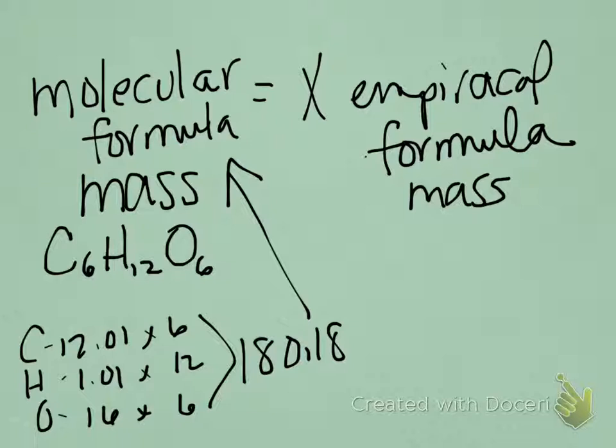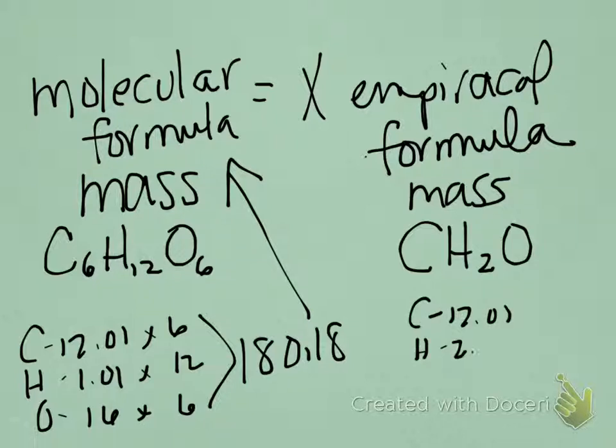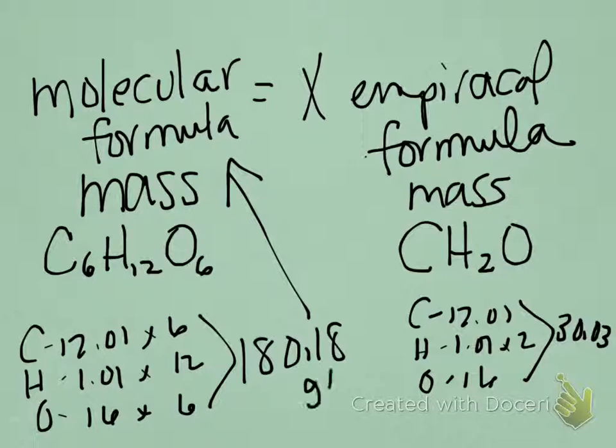Now, the empirical formula, CH2O. What's the empirical formula mass? We've got 1 carbon, 12.01, 2 hydrogen, 1.01 times 2, yeah, I started to shortcut it. 16, so what do we get for empirical formula mass? 30.03. And I'm being very, very sloppy here with my units. Of course, this would be grams per mole, and this would be grams per mole.